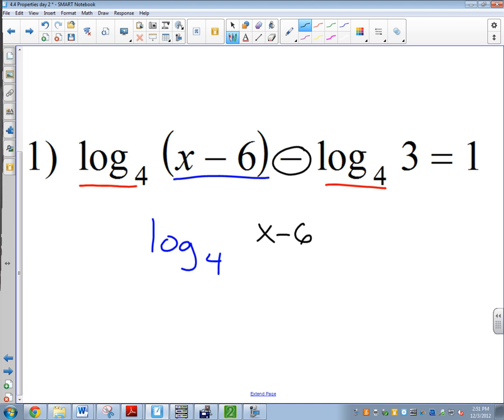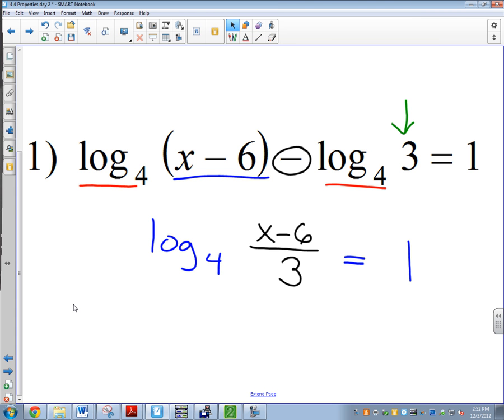It says minus here. Remember what that minus sign does. When I have a minus sign, it means divided by. It means the second thing is going to go on bottom. X minus 6 divided by the second log here, which just tells me 3. So x minus 6 divided by 3 is all equal to 1.